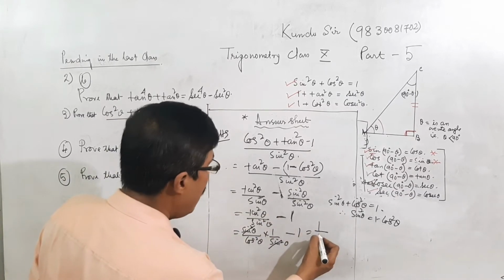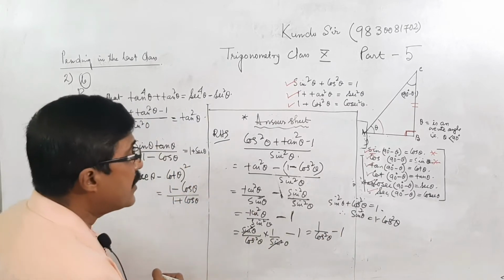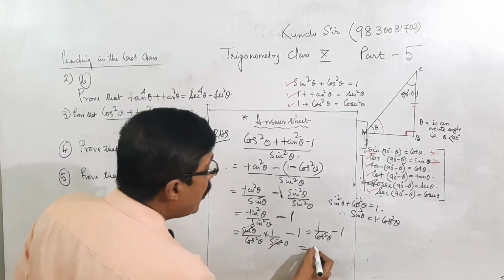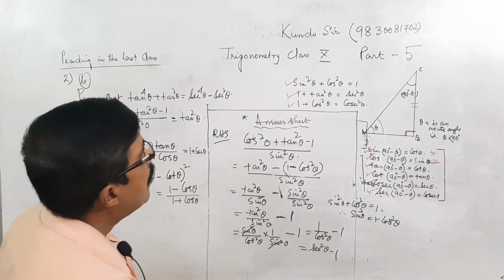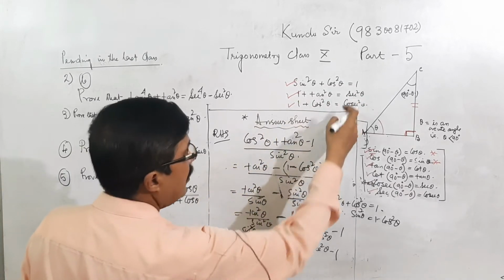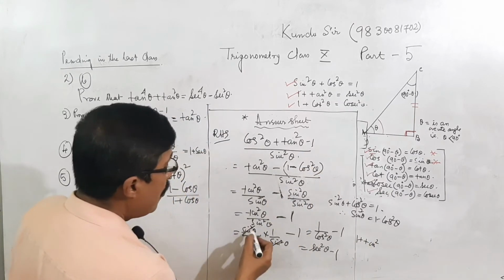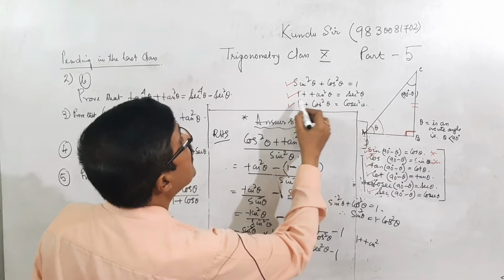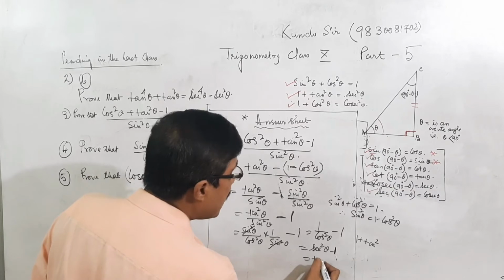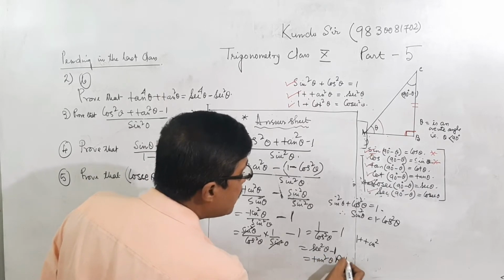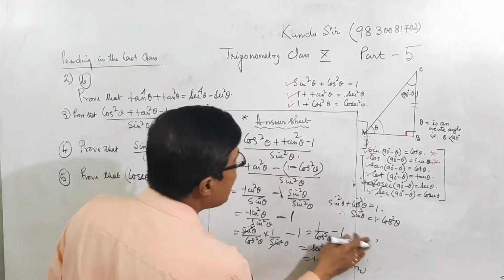So, we are getting 1 by cos square theta minus 1. That is 1 by cos square theta equal to sec square theta minus 1. Then 1 minus sec square theta plus 1, it is 1 minus sec square theta minus 1, equal to what? Equal to tan square theta. Left hand side equals right hand side, proved.